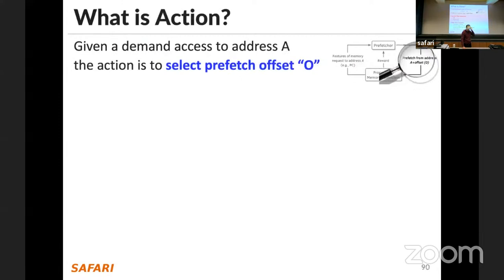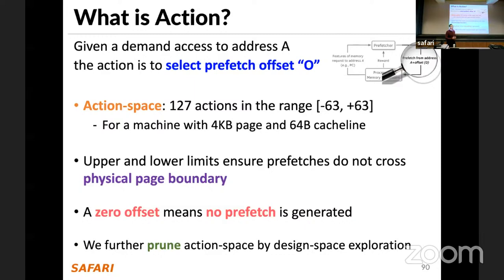What is your action? As we constrain the problem, this makes it implementable. We're constraining the problem to predict an offset, basically. This may not be the highest coverage prefetcher, because you're really restricting your action space to a range like this, right? Offset of minus 63 to plus 63, which is essentially a 4 kilobyte page. And you're trying to figure out which offsets you should prefetch next in that 4 kilobyte page. A zero offset means that no prefetch is generated. So it's always good to have an option for no prefetch as well. And then you can prune the action space by design space exploration. You can ask Rahul about that.